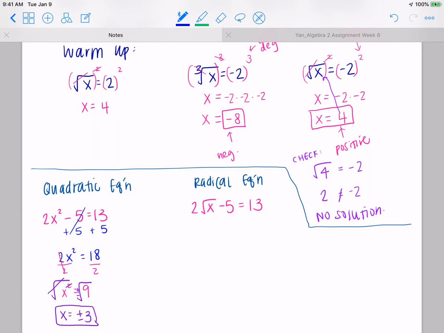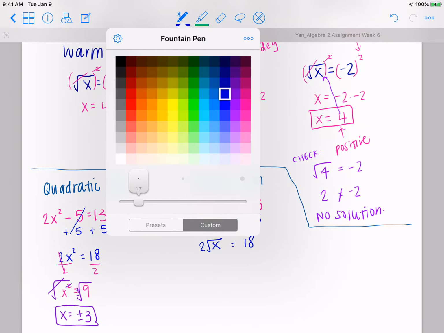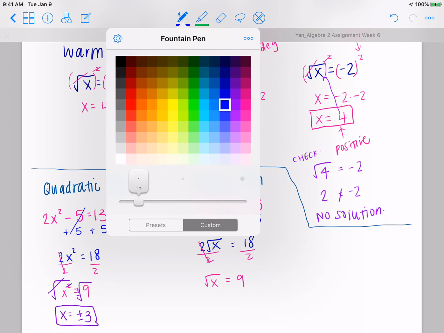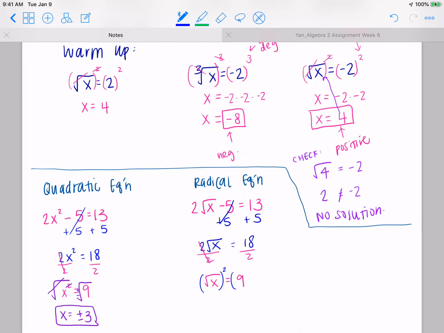Second question. Radical equation. Same thing. Before you square both sides, you want to get rid of anything that's outside of the square root, which is minus 5. So 18 equals 2 square root of x. Again, the 2 is outside, so we gotta divide by 2. Get rid of the 2, we have square root of x equals 9. Okay, now you can square both sides and get rid of the square and square roots.